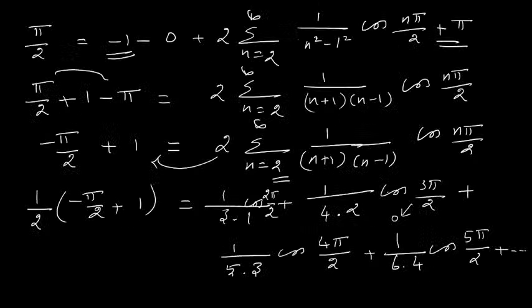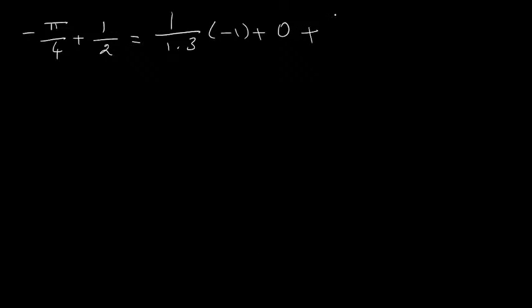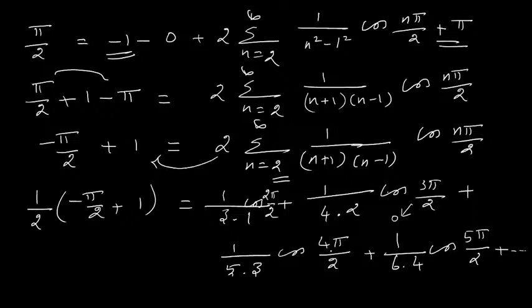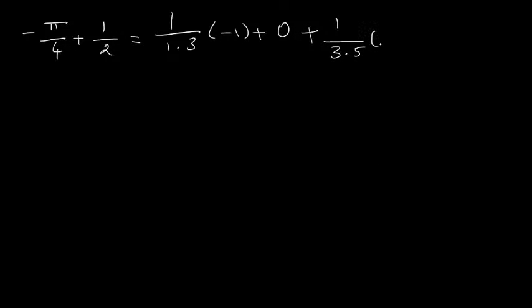Plus, coming to the next term, 1 over 5 product 3. Shall I write this as 3 product 5, both are same. So 1 over 3 product 5. So cos 4 pi by 2. Cos 4 pi by 2 is nothing but cos 2 pi. You know the value of cos 2 pi, isn't it? Cos pi is minus 1, cos 2 pi is plus 1. So cos 2 pi value is plus 1. So you have plus 1.